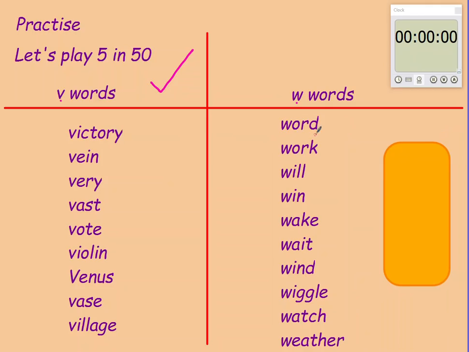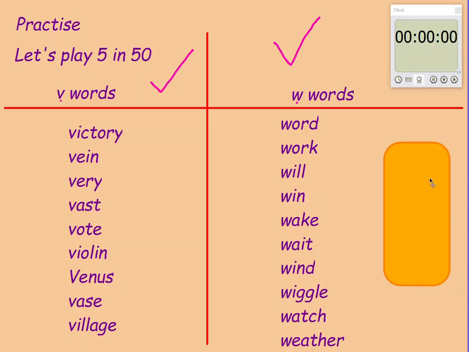Okay, we had word first of all. Hopefully everybody got word. Then we have work, will, win, wake, as in I will wake up late tomorrow. Wait, wind, wiggle, watch, and weather. Okay, all of those words are beginning with W. If you got 5 words, and remember, it doesn't have to be these ones, any word that you know begins with W is fine. Okay, so give yourself a tick if you got those 5 correct as well.